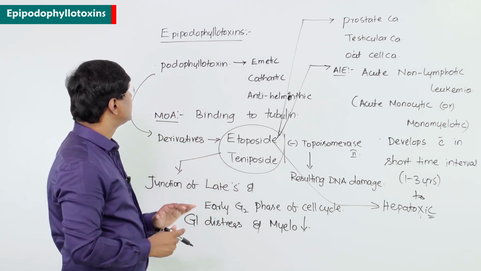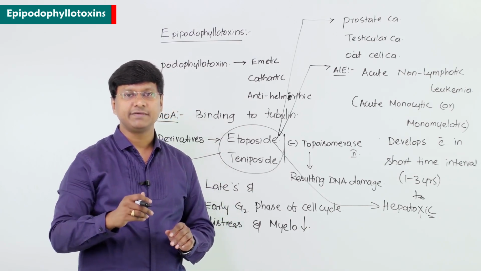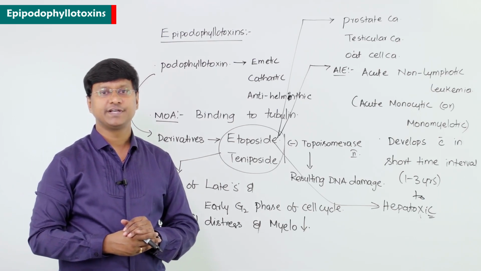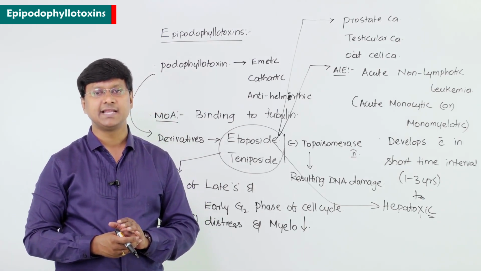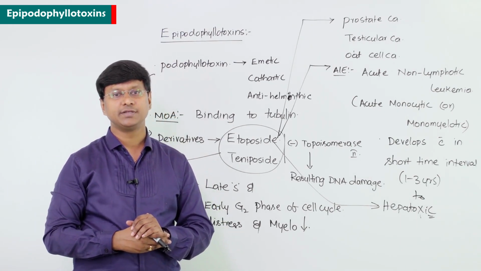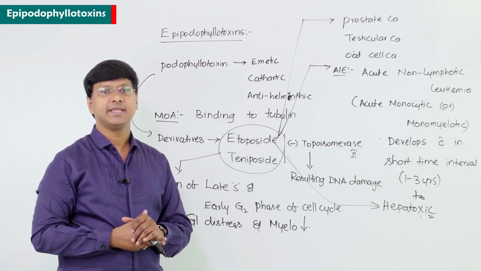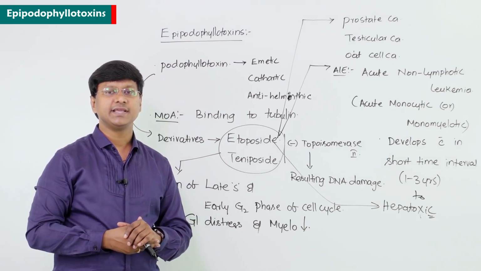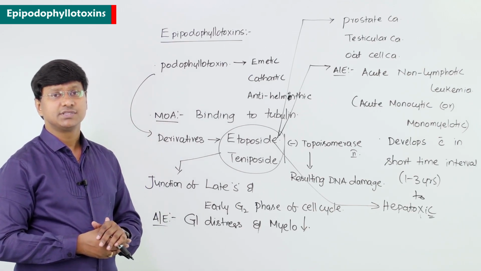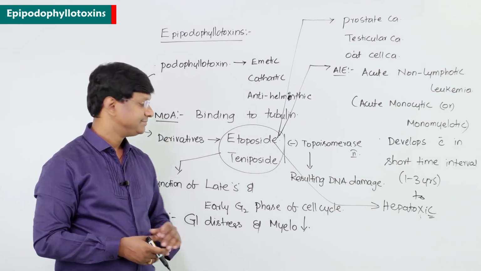Now let me shortly revise epipodophyllotoxins. Remember, we have a group of drugs called podophyllotoxins. Podophyllotoxin was used for its emetic, cathartic and as well as anti-helminthic effects. And the mechanism of action is binding to the tubulin, but its derivatives like etoposide and teniposide act by inhibiting topoisomerase 2, resulting in DNA damage through the strand breakage. These drugs act at the junction of the late S and early G2 phase of the cell cycle.